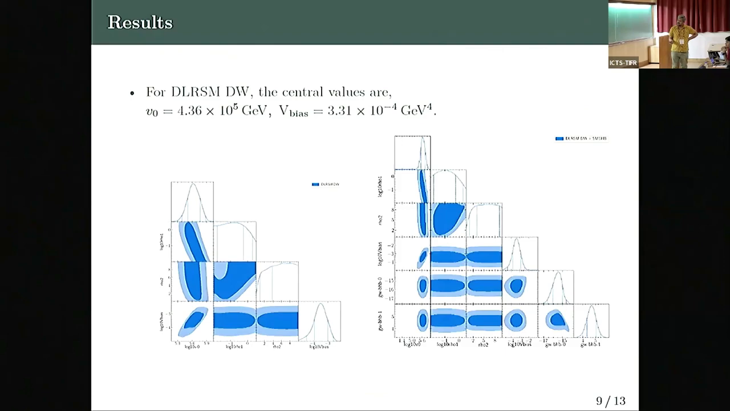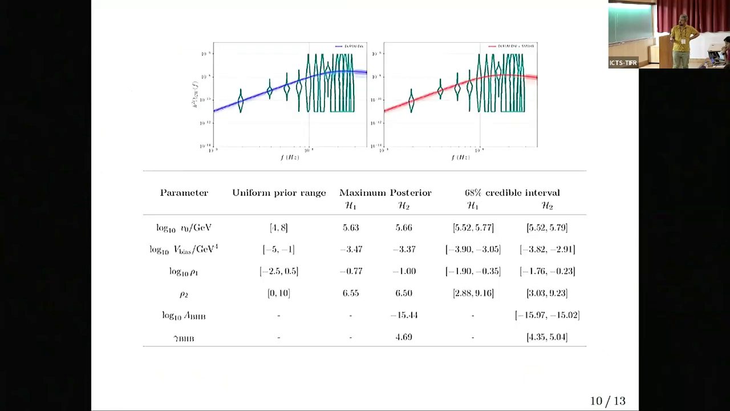So this is the kind of posterior distributions we get. And in particular, the V naught and V bias are very well constrained. The other parameters, which are rho 1 and rho 2, actually have relatively large ranges which are allowed. So I'll just show this.